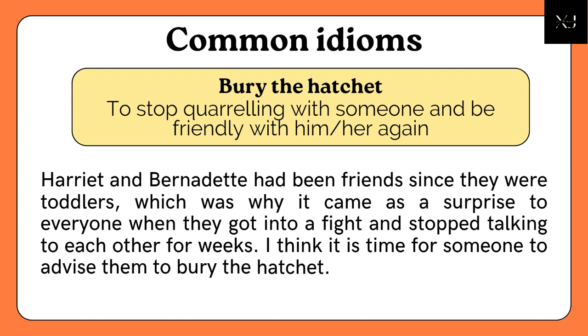So here we give a little bit of background story of what's going on. Ever since they were kids, Harriet and Bernadette had been friends with each other. Toddlers are children who are between 2 to 5 years old. Which is why when they fought with each other and stopped talking to each other, everyone was very surprised. And this person said that I think someone should advise them to stop quarreling and become friends again, to advise them to bury the hatchet.